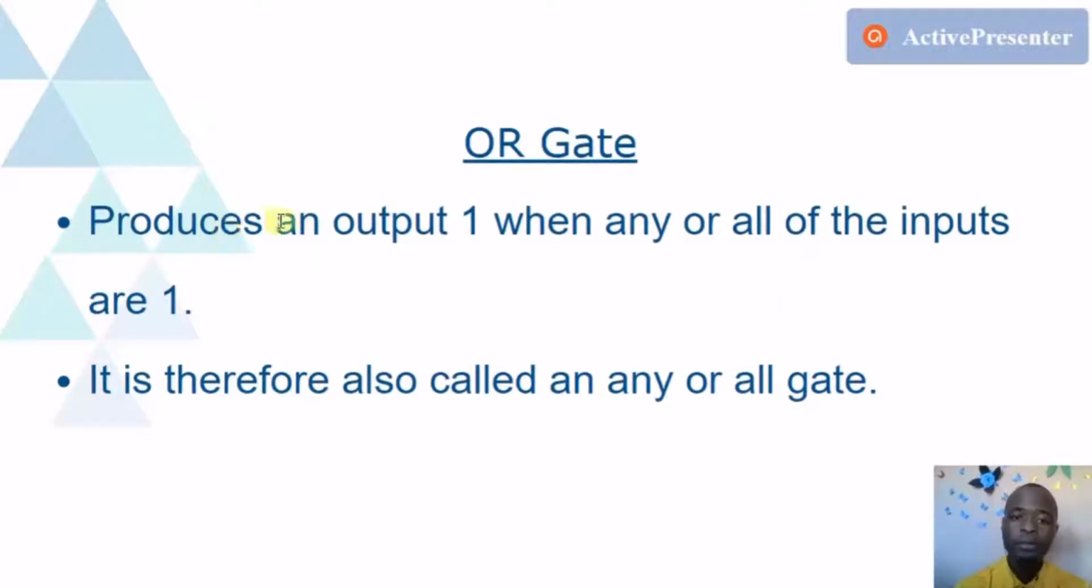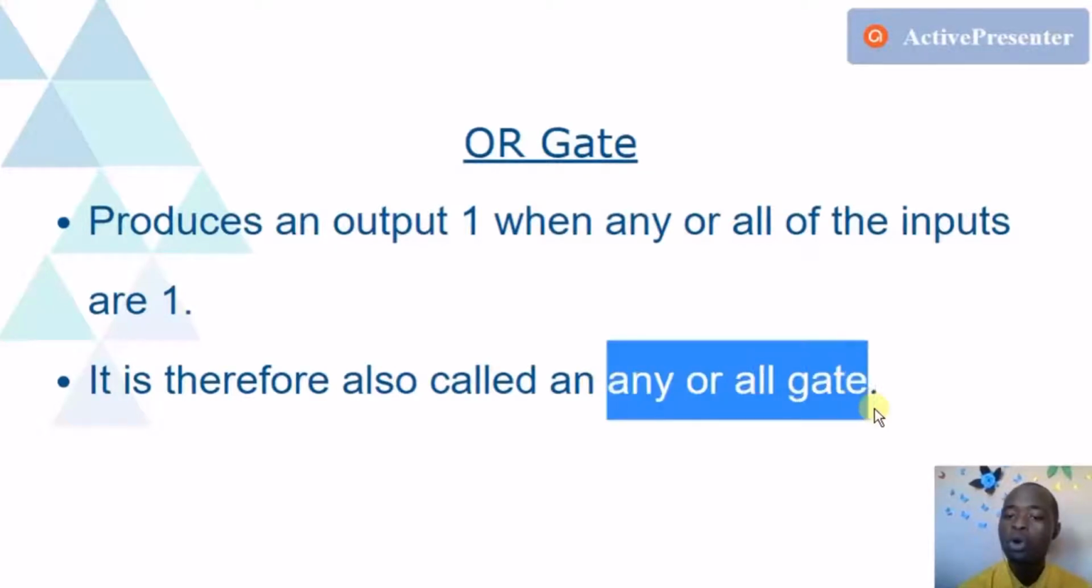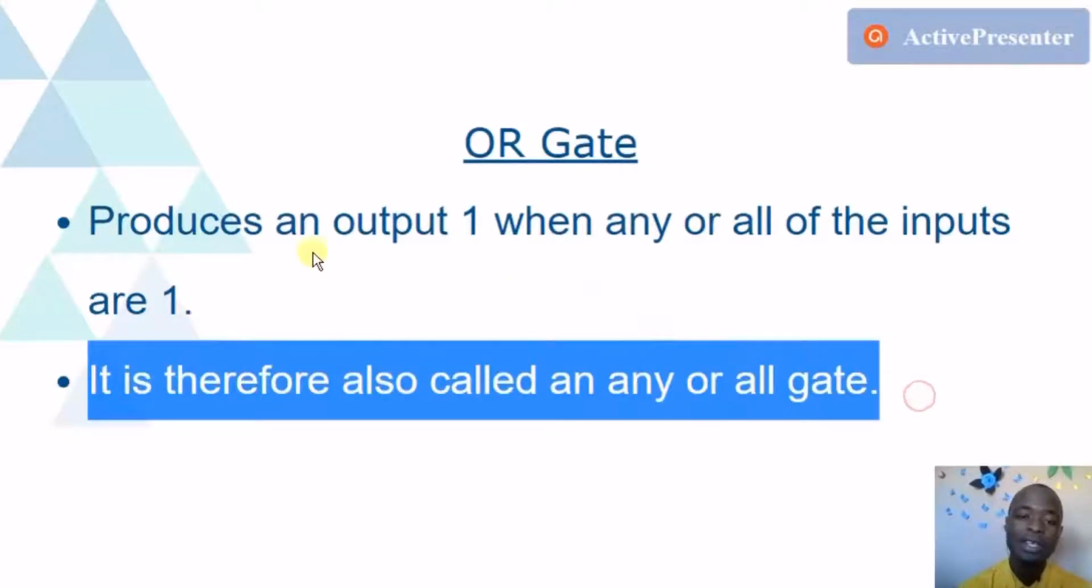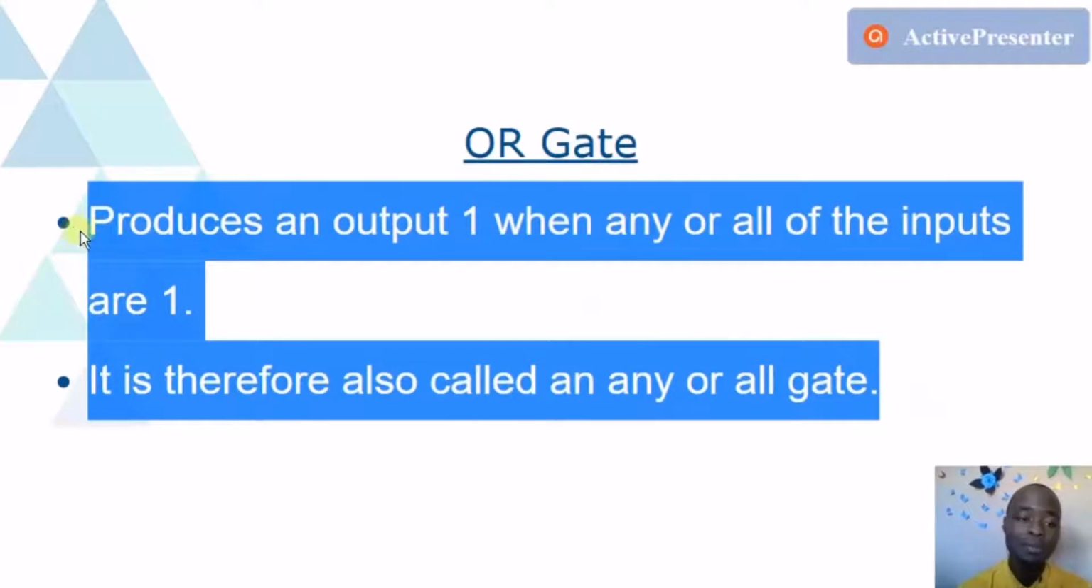An OR gate produces an output 1 when any or all of the inputs are 1. It is therefore also called an any-or-all gate. That's another name for the OR gate: any-or-all gate. It's very important that you store this at the back of your mind.